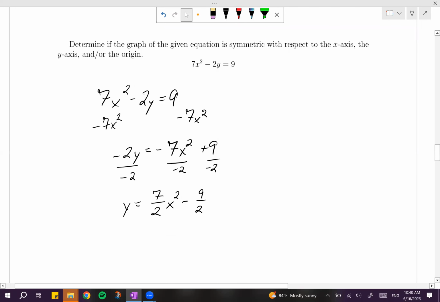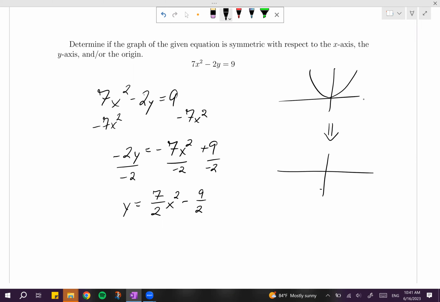All right, so the parent graph is the x squared graph. So that tells me I'm going to be starting with something that looks like a cup, like this. This minus 9 halves says I'm going to move this down 9 halves. So I'm going to have something like negative 9 halves right here. It's going to look like this.